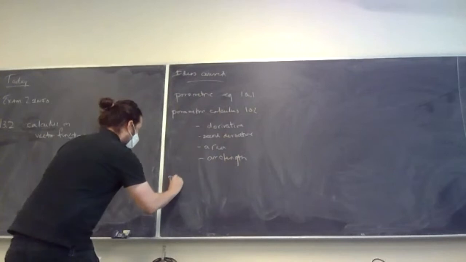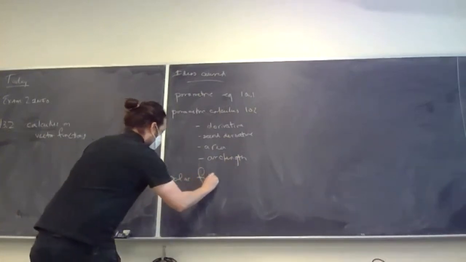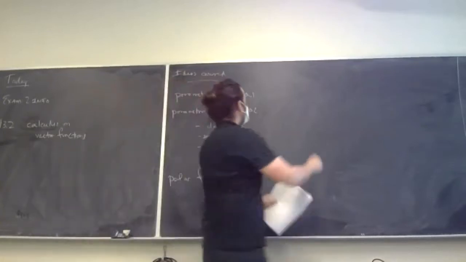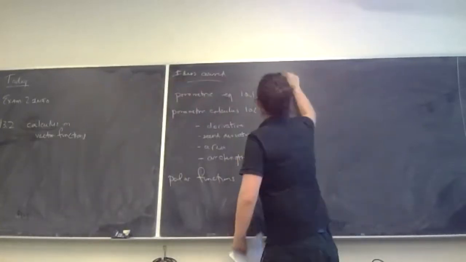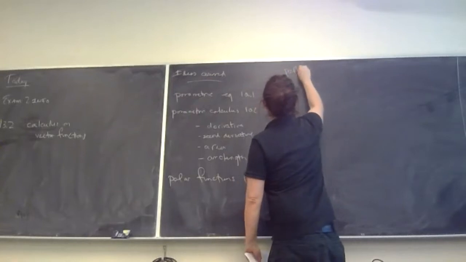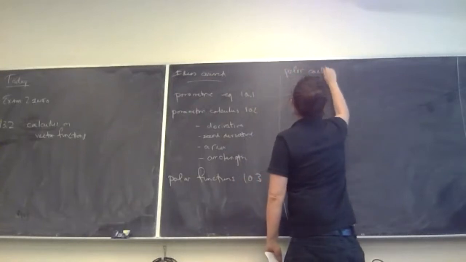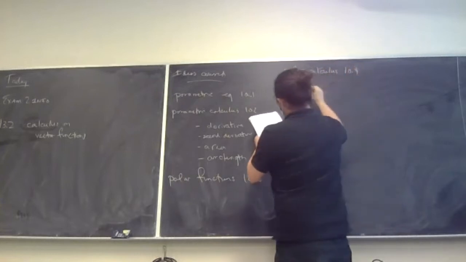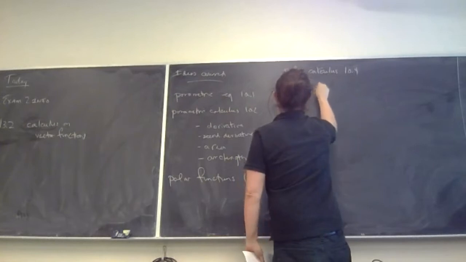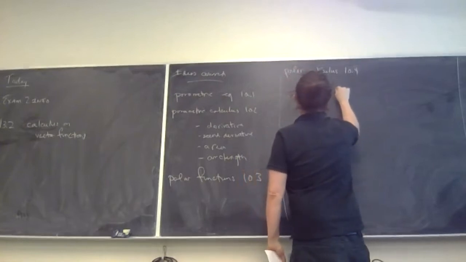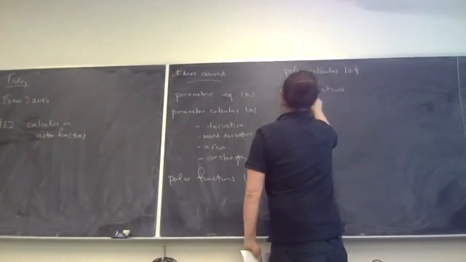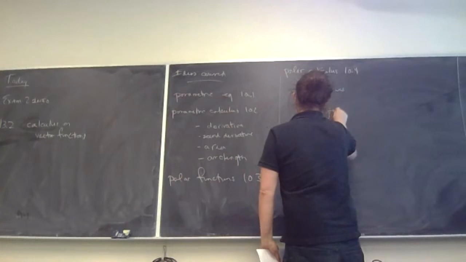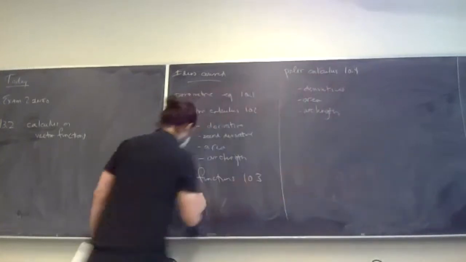We talked about polar functions. That's 10.3. We talked about polar calculus, 10.4, and that covered derivative, area, arc length. Remember that a big part of the polar functions in here is plotting.